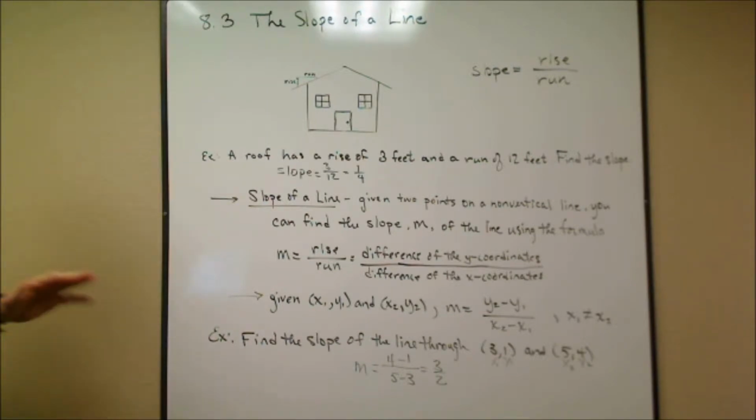We usually leave slope as a ratio, as a fraction. The exceptions are if this slope turns out to be an integer, like 5 or negative 2. But we'll do some more examples.